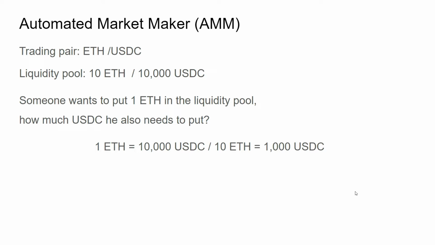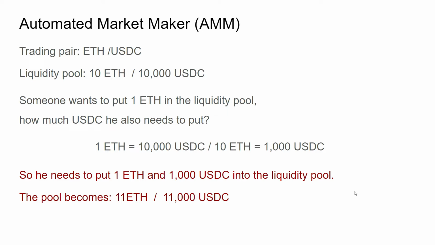So if you add 1 ETH into the liquidity pool, you would also need to add 1,000 USDC in the pool to maintain the same ratio. Then it would be 11 ETH and 11,000 USDC in the liquidity pool. And the trading fee you earn for that 1 ETH and 1,000 USDC is 9% of the total trading fees on this ETH to USDC pair. This is because you provided 9% of the total liquidity in this trading pair.